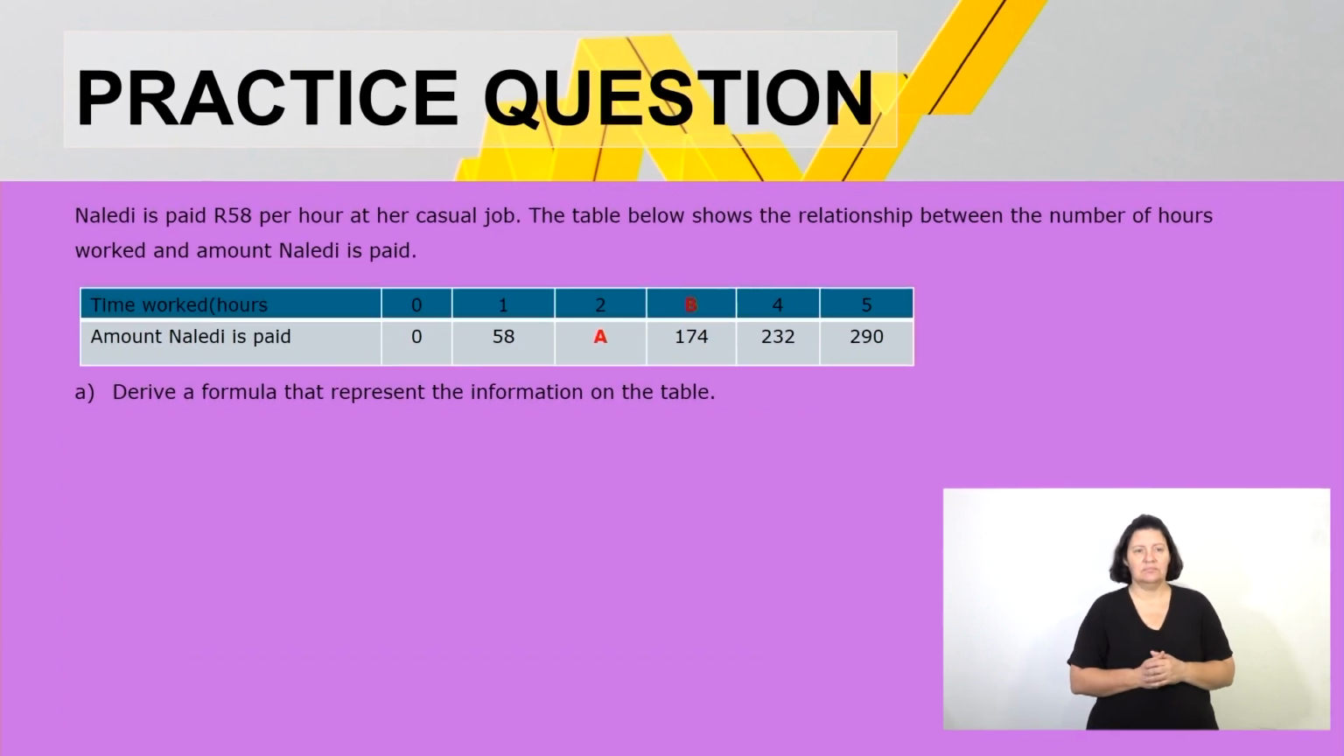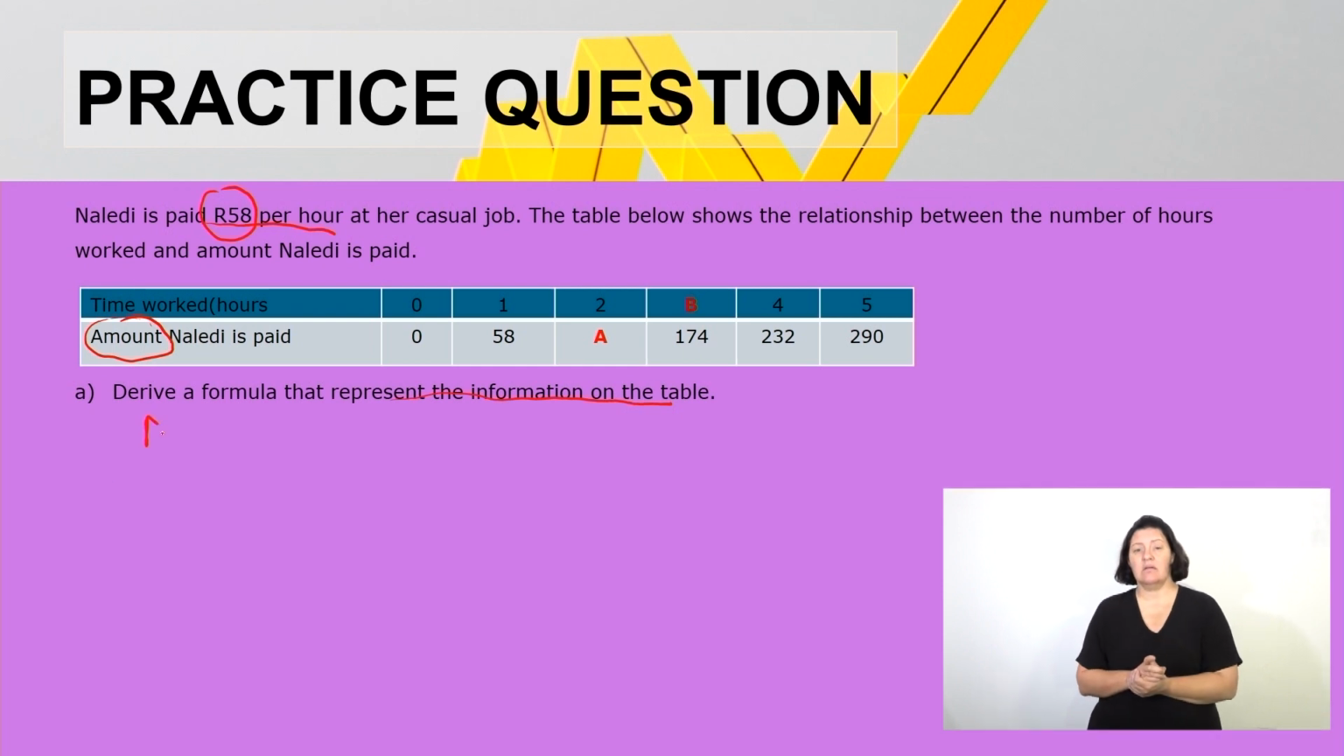Moving along, let's look at this question here. Naledi is paid 58 rand per hour at her casual job. The table below shows the relationship between the number of hours worked and the amount Naledi is paid. Derive a formula that represents the information on the table. What do we know? We were told that Naledi will be paid 58 rand per hour.